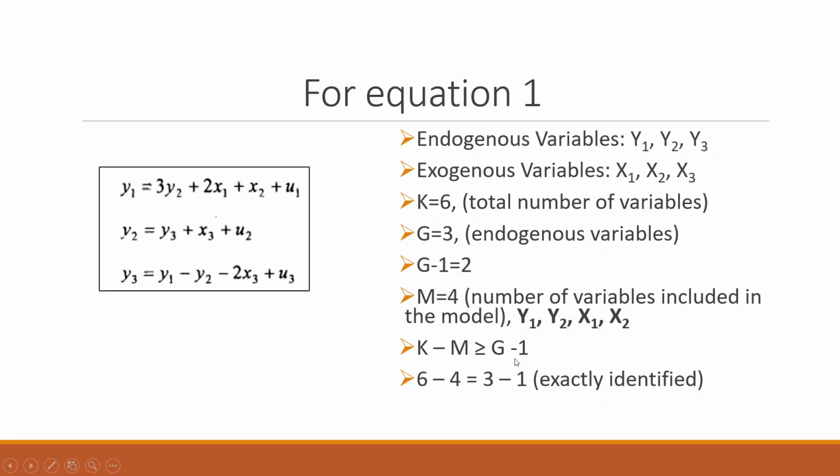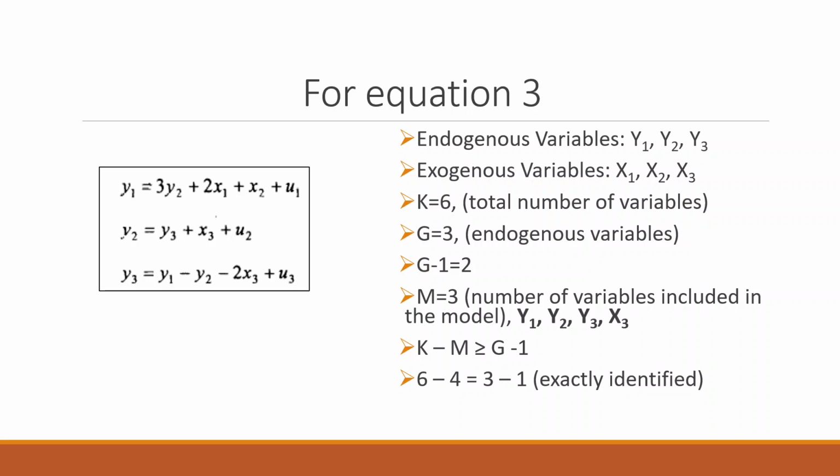Now, let's take the example of the second equation. y2 equals y3 plus x3 plus mu2. Till here, everything is repeated. M is 3: 1, 2, 3. So 6 minus 3 is greater than 3 minus 1. It is an over-identified model, which is desirable.